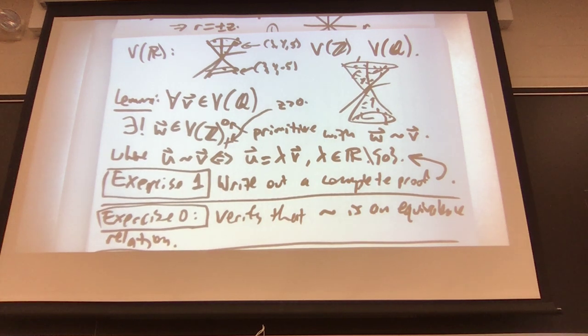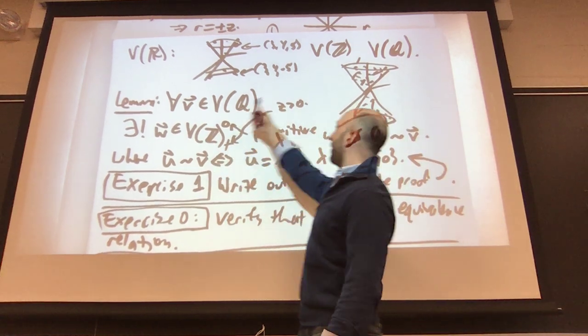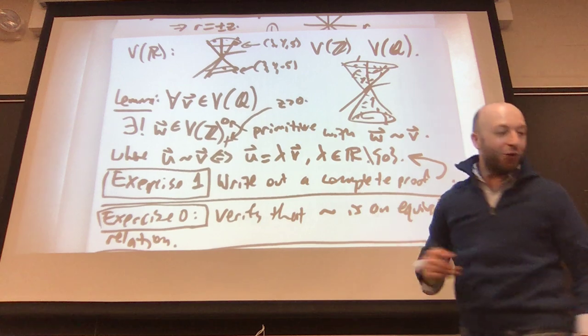Now, what is the cone up to this relation? Before we look at the integer points, or the rational points up to this relation, what is the cone up to this relation?